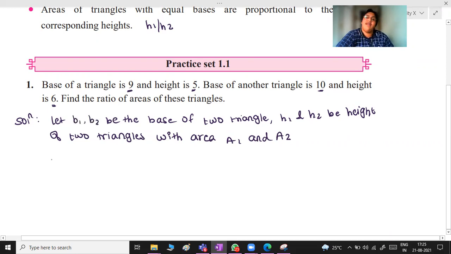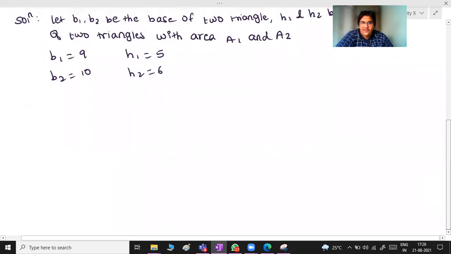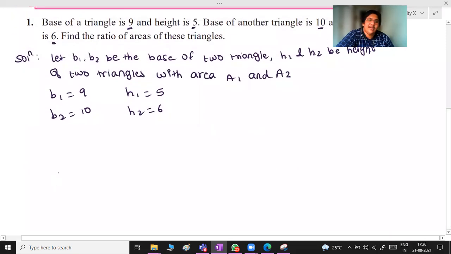ठीक है? Now, what is given? Base of triangle. So b1 is equal to 9. Height of the triangle. So h1 is equal to 5. Base of another triangle, b2 is equal to 10. And height of the other triangle is 6. So h2 is equal to 6. Okay. So let me go down a bit. And what they have told, find the ratio of areas of these two triangles. So here nothing is equal.